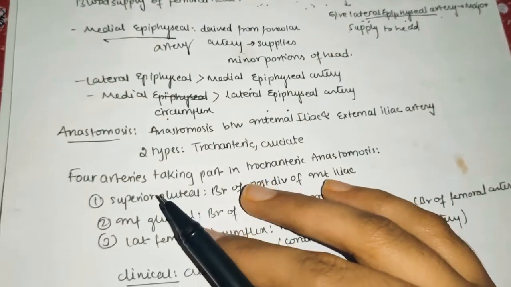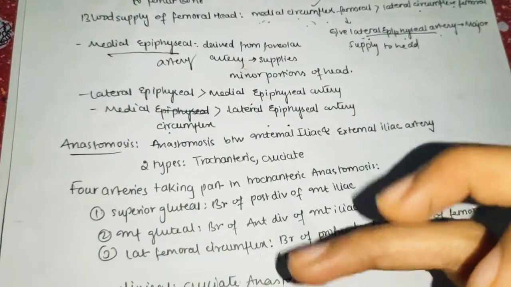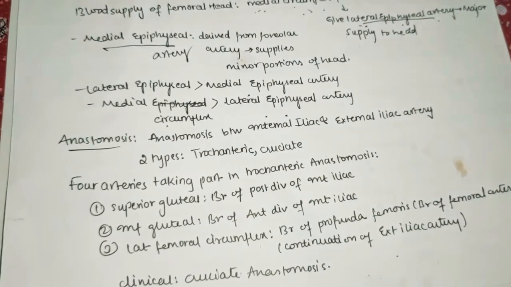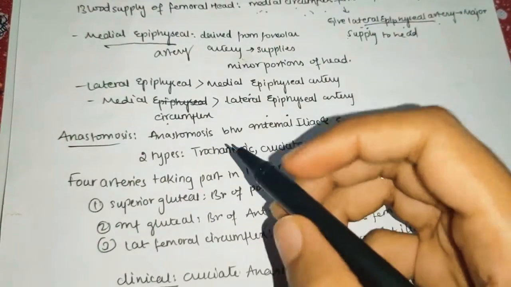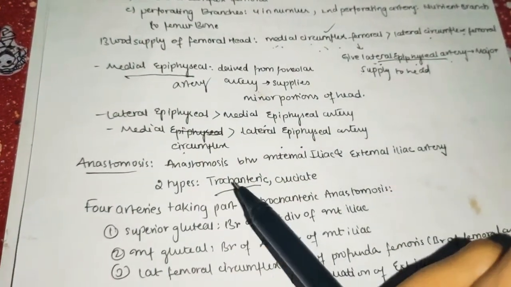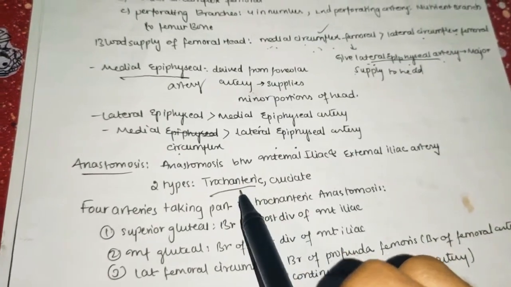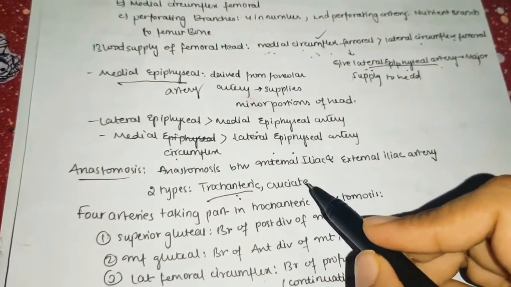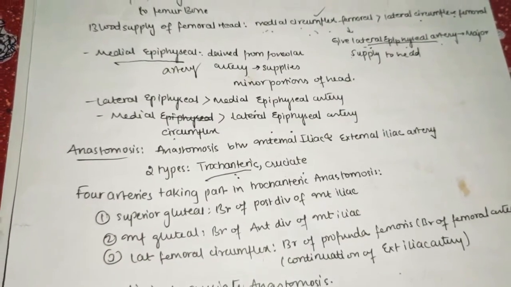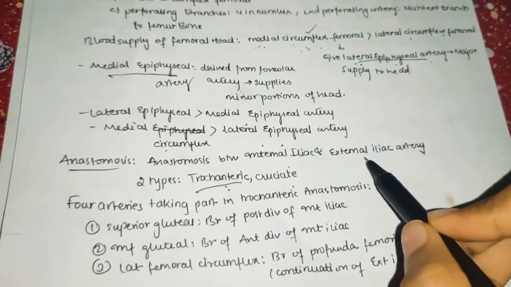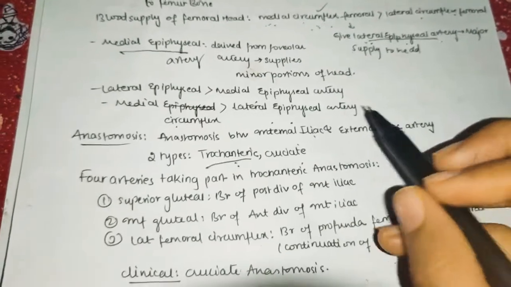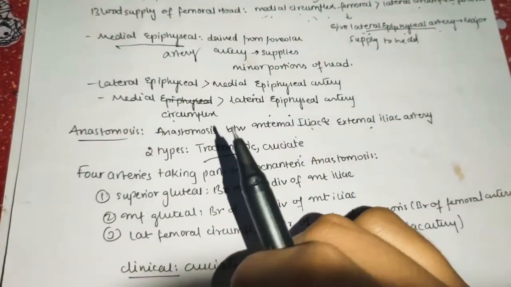Now let us discuss anastomosis, like what is the anastomosis going on in the lower limb. Here you have mainly two types of anastomosis. One is the trochanteric anastomosis, which is going on in the greater trochanter of the femur, and one is the cruciate anastomosis. Actually, these anastomoses are between two arteries, the internal iliac artery and the external iliac artery. So between these two arteries you have this anastomosis. I will show you the diagram also.